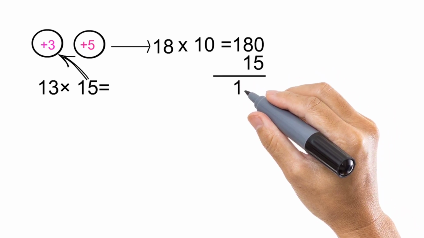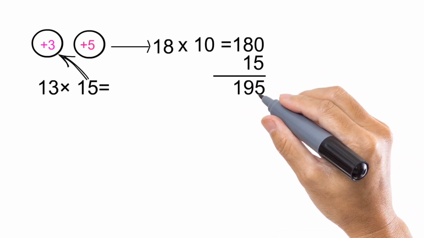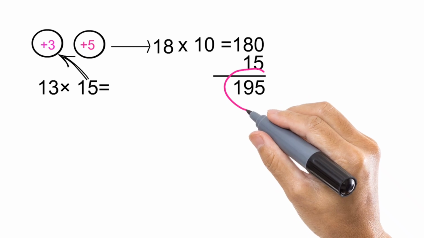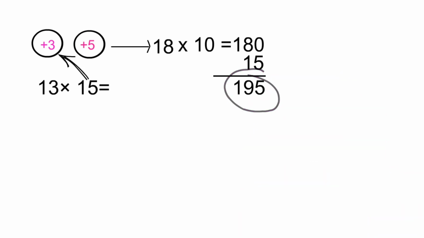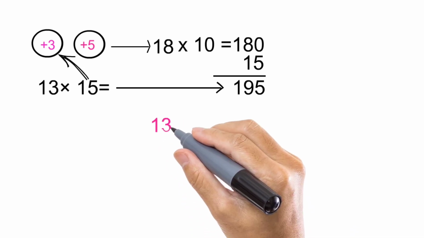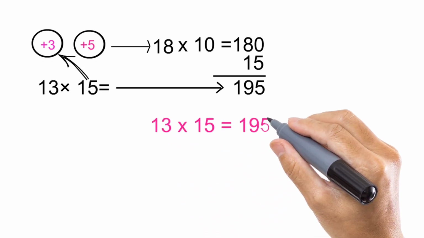It seems to be a difficult one, but if you practice with some examples, this is the easiest way. You can calculate 13 into 15 in your mind within 5 seconds. This is the easiest way.